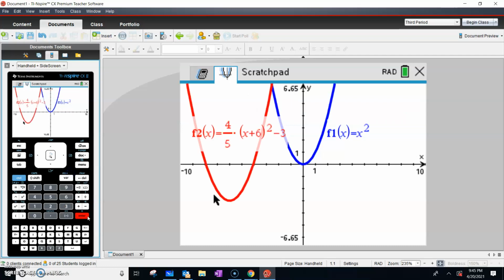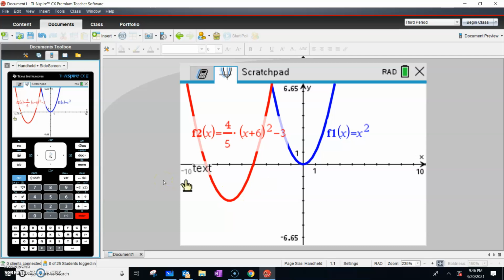Okay. So we see we have a vertical compression because that graph did get wider. It did shift to the left 6 units. You see that from here to here. Vertex started off here at the origin, and now it's here at -6 and -3. And it also went down. So that's our graph.